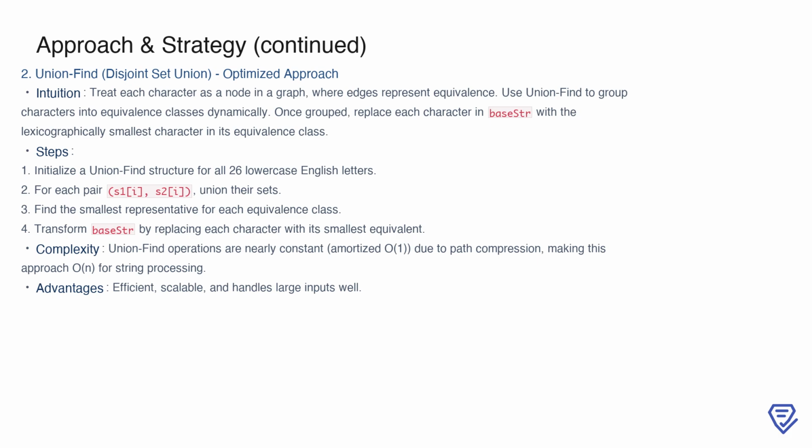The steps involve initializing a union find structure for all 26 lowercase English letters, performing union operations for each pair of characters in S1 and S2, and finding the smallest representative for each equivalence class. Finally, we use these representatives to transform base str.